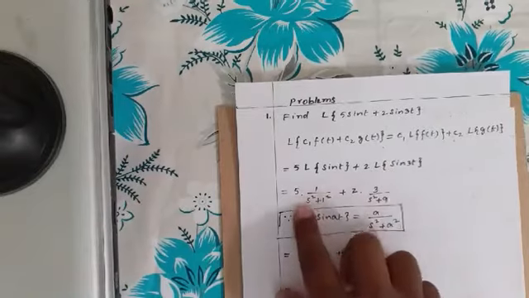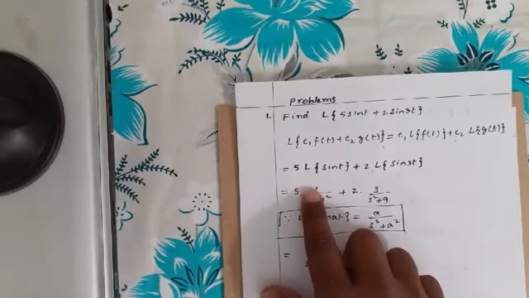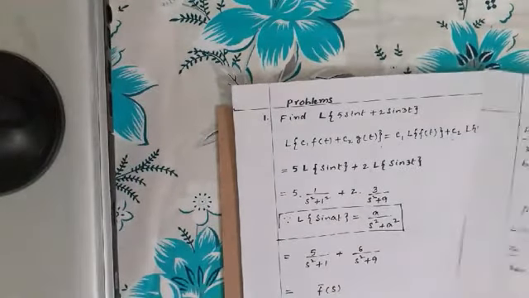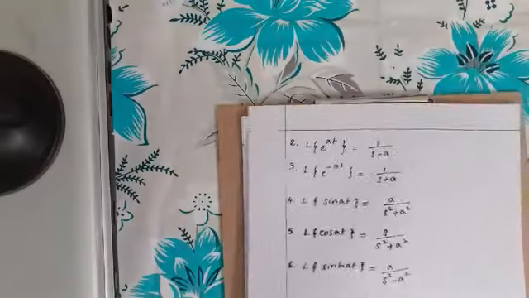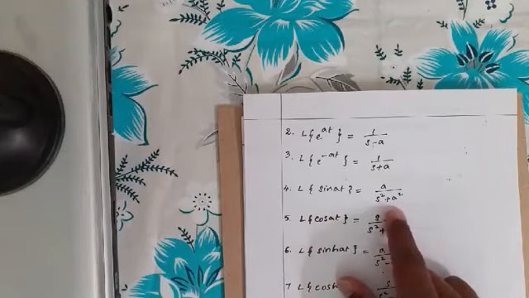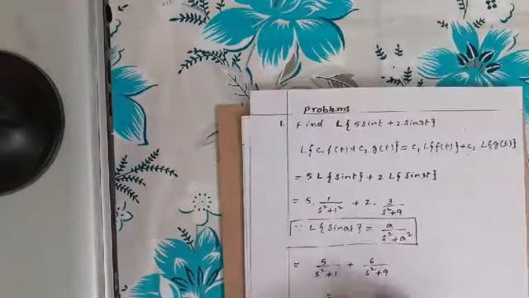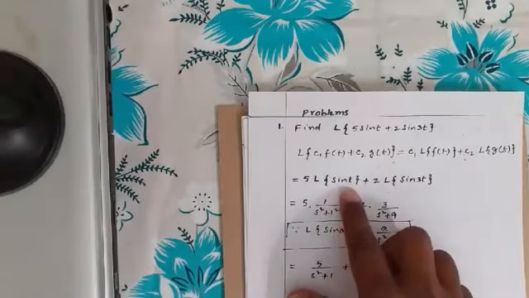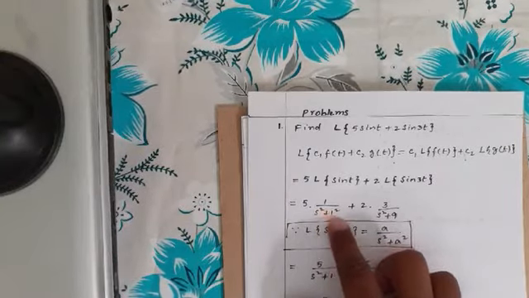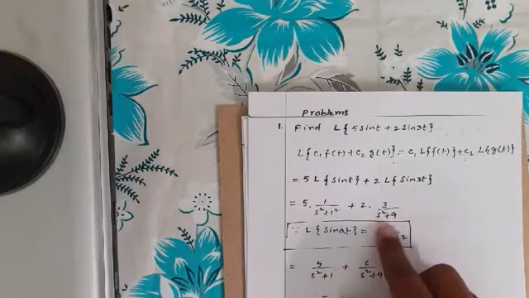Now here 5 into L of sine t. We have a formula: L of sine at is equal to a by s square plus a square. In this problem we have sine t, so we consider a as 1, so this becomes sine 1t. In place of a we put 1. So 1 by s square plus 1 square we got, plus 2 into 3 by s square plus 9 we got.